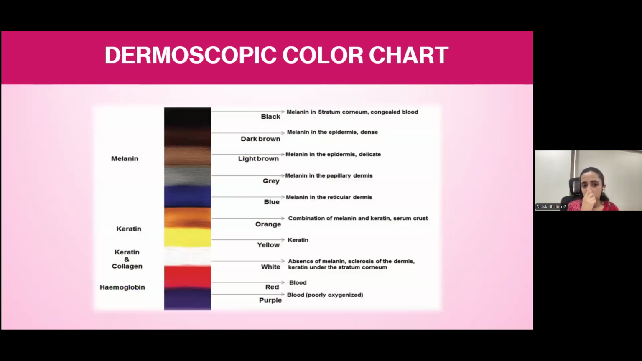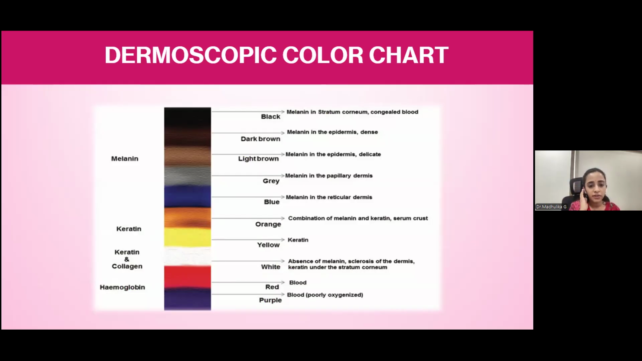The dermoscopic color chart is very important because it helps us decide pathology lots of times. When we talk about melanin, you get the color based on the depth of the melanin, in which layer of the skin it is present. If it's in a very superficial layer, it is usually black. If it is in a little deeper epidermal layer, it is dark brown. If it is even lower, light brown. Even deeper into the dermis, it is gray, and more deeply, bluish or grayish blue. So these colors are because of the placement of the melanin within the skin.